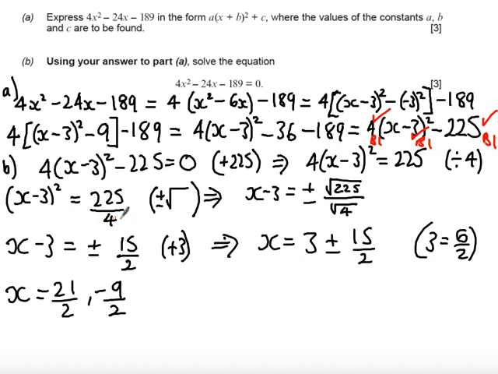In part B, we get a method mark if you have correctly rearranged to get 4(x minus 3) squared is equal to 225. Next, you get another method mark if you get to x minus 3 is plus or minus 15 over 2. And then finally, you get an answer mark if you correctly get that x is equal to 21 over 2 and minus 9 over 2.